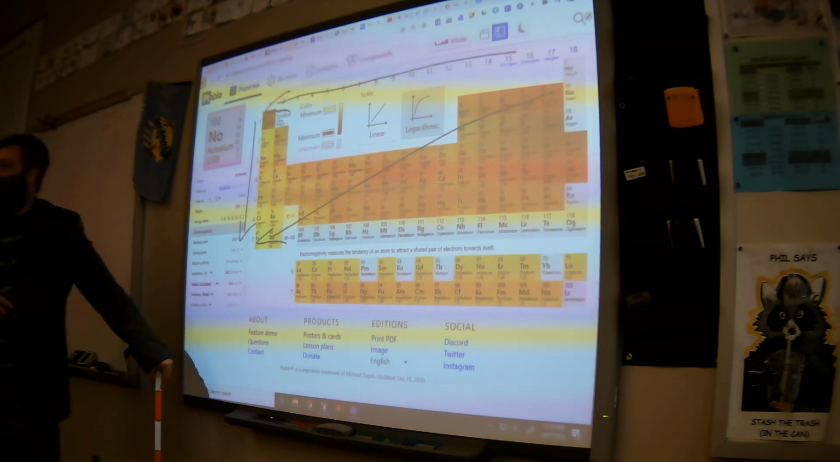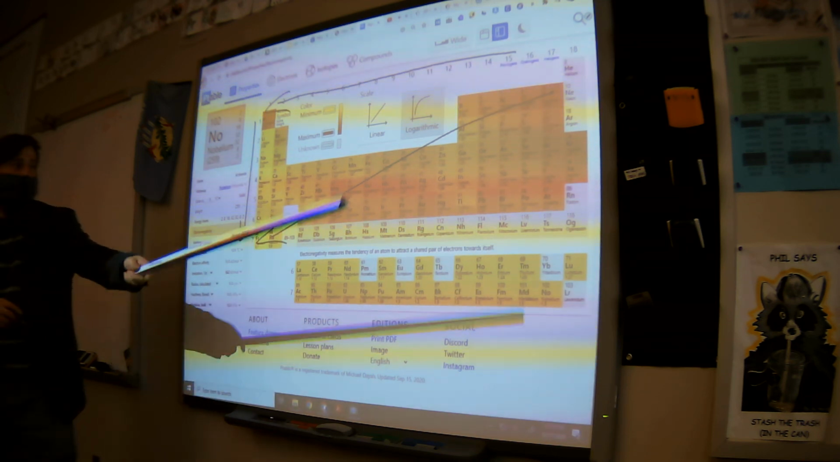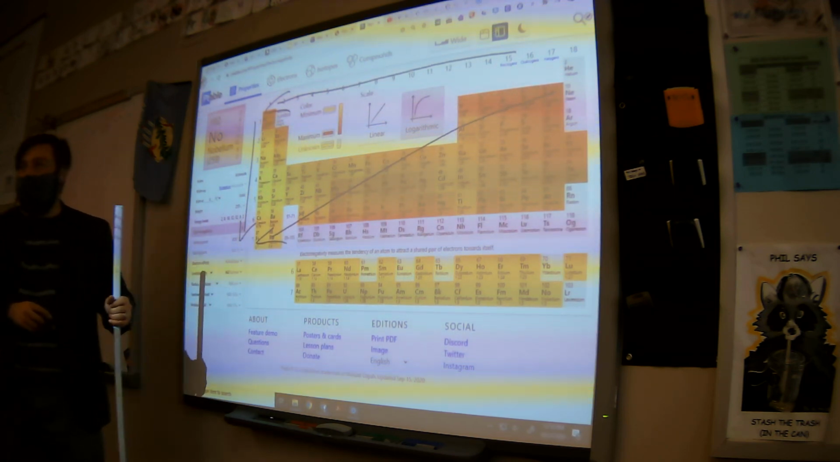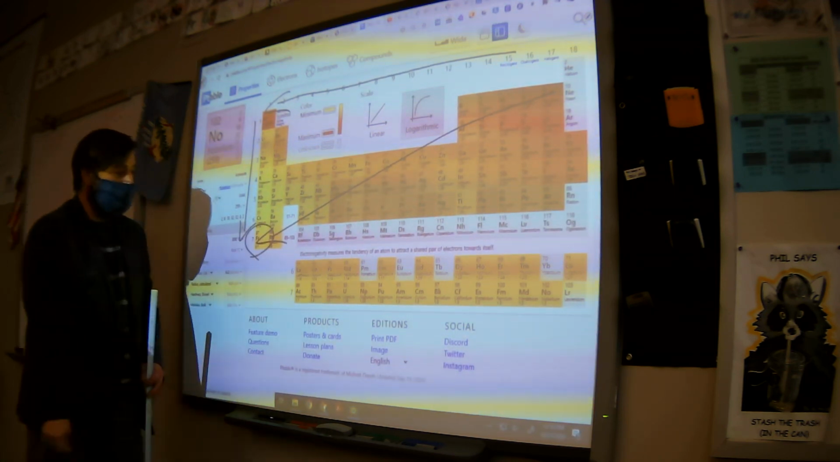So if I wanted to combine these guys, what's the smallest one going to be? These guys. Helium. What's the biggest one going to be? Francium.